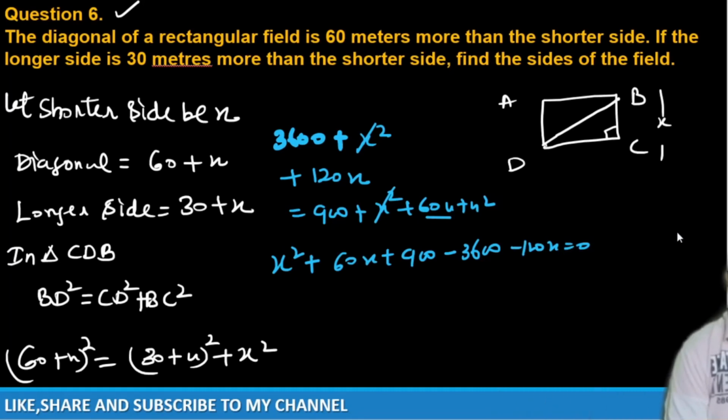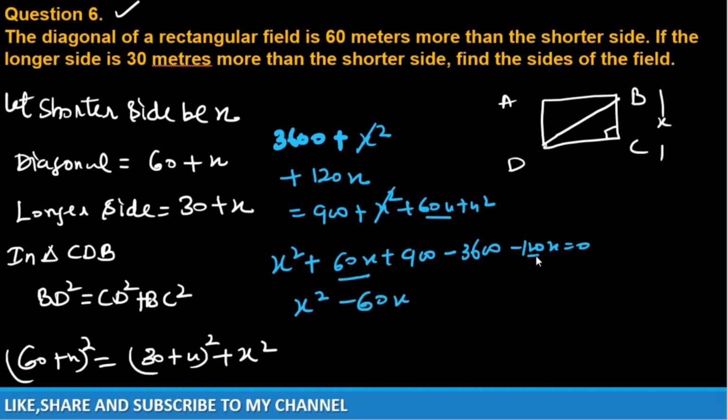Is it not visible? Okay, now it will be visible to you. So what you can say, x square minus 60x, because this is 60 plus 60, this is minus 120 minus 60 minus 60, and 3600 minus 900, how much does it become? It becomes minus 2700 is equal to 0.